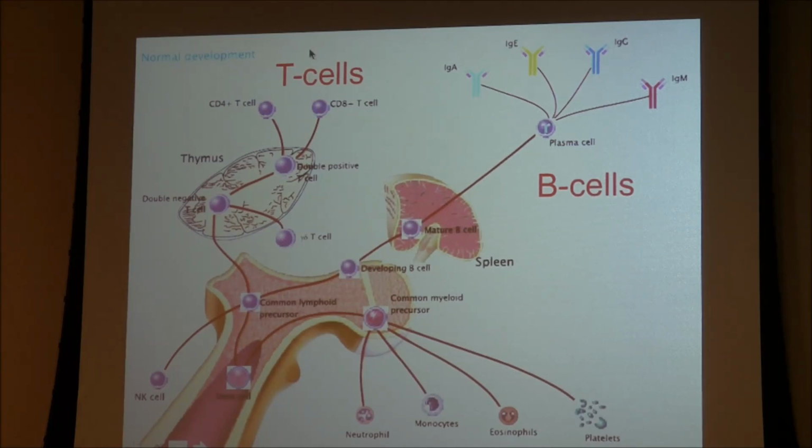The only thing I want you to remember of this slide, because it's important later on in my talk, is that you have immune cells, either B cells or T cells, all coming from common progenitors in the bone marrow and differentiating into B cells in the spleen and T cells in the thymic gland. Of importance to remember is that B cells produce the immunoglobulins, as already mentioned by Ken.